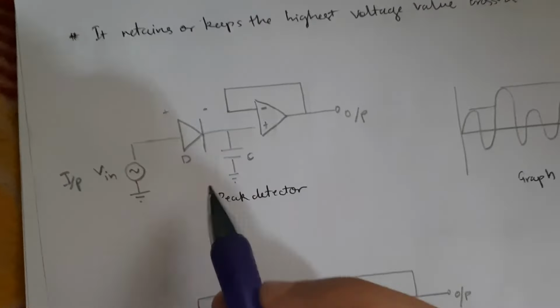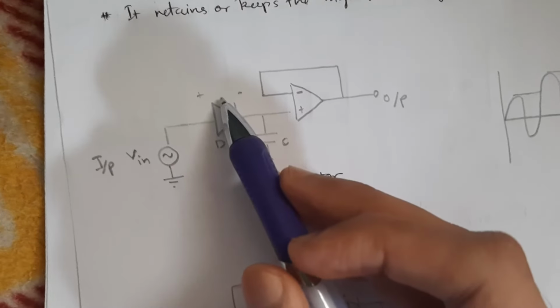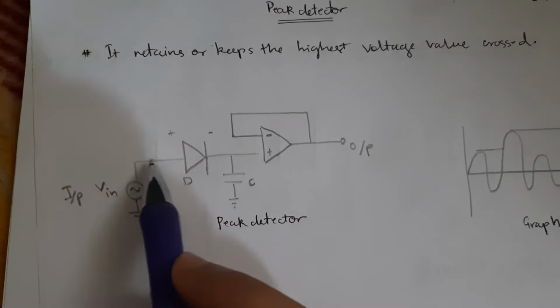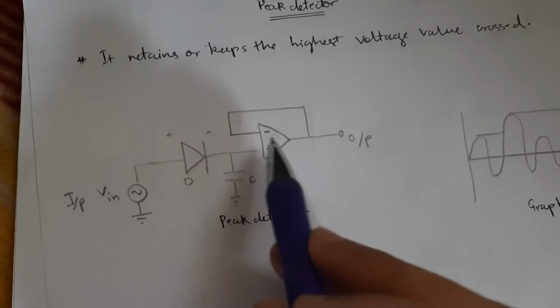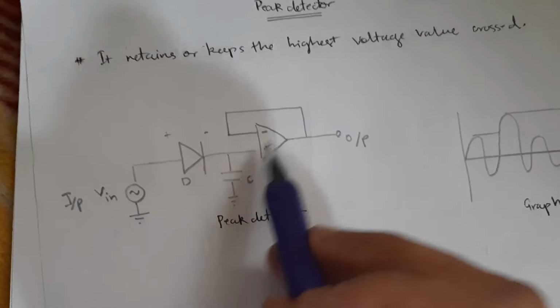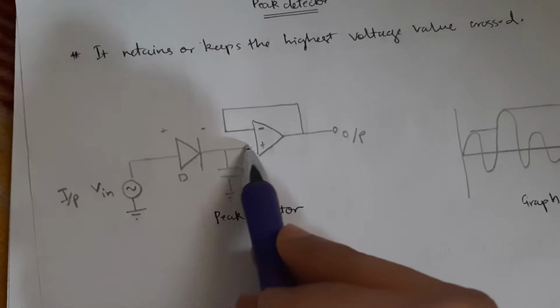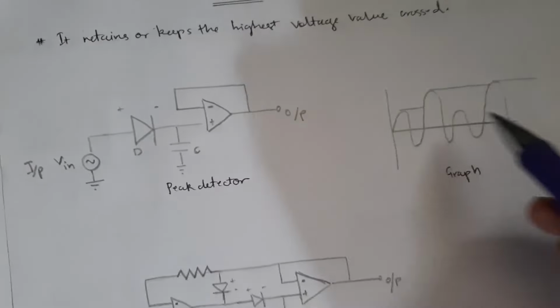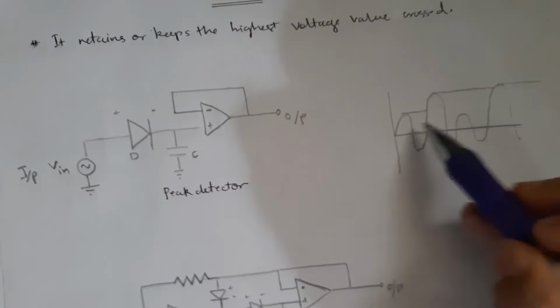The voltage is positive here, and the diode's positive is connected with positive and the negative is connected with the negative, meaning ground. So the voltage is positive, so the diode is forward biased. What happens when the diode is forward biased? It starts conducting and the charges get stored in the capacitor C. All the charges get stored in the capacitor, and the charges will also go here and feed back, and our output will also be the same. As the input increases, the output will be like this.